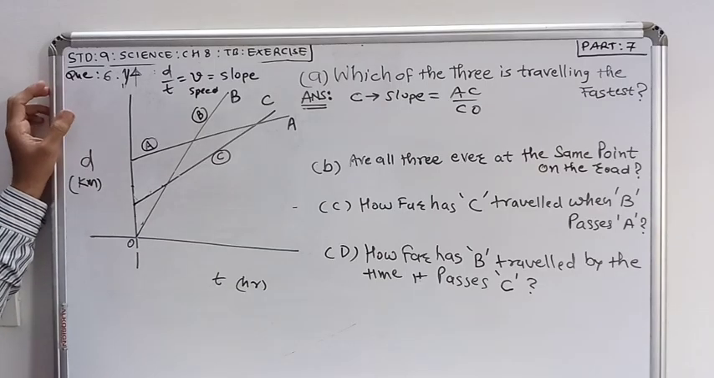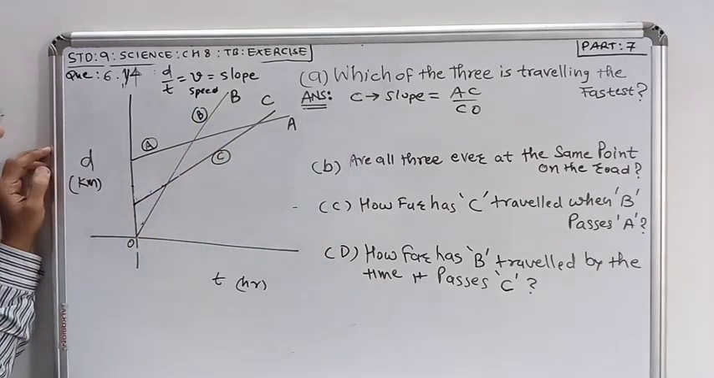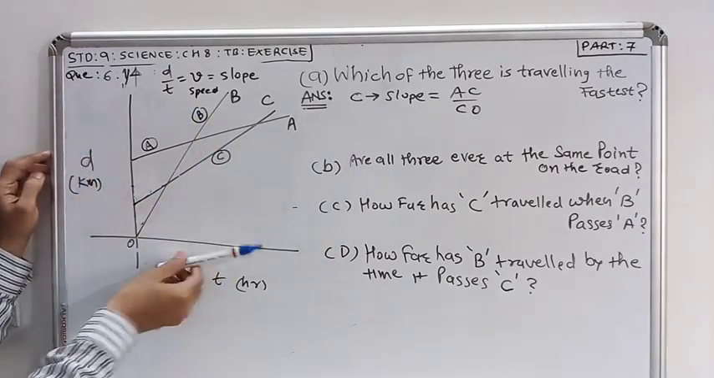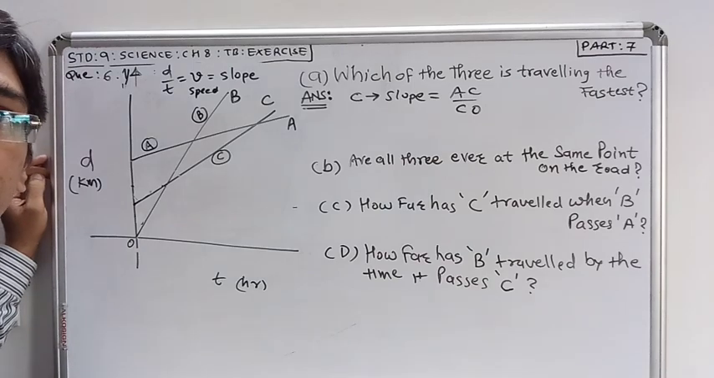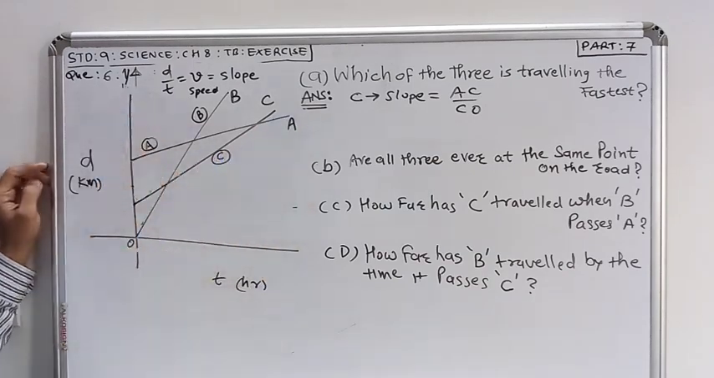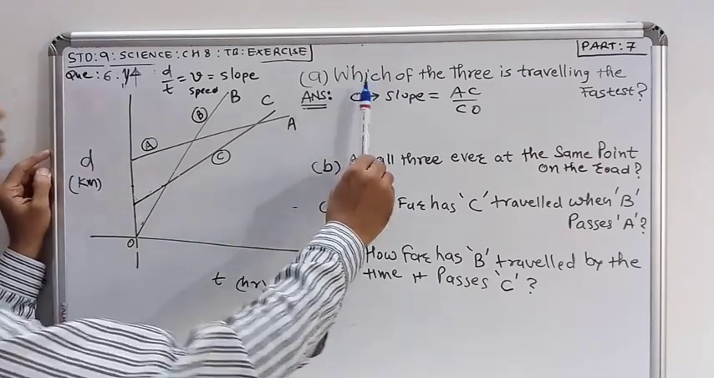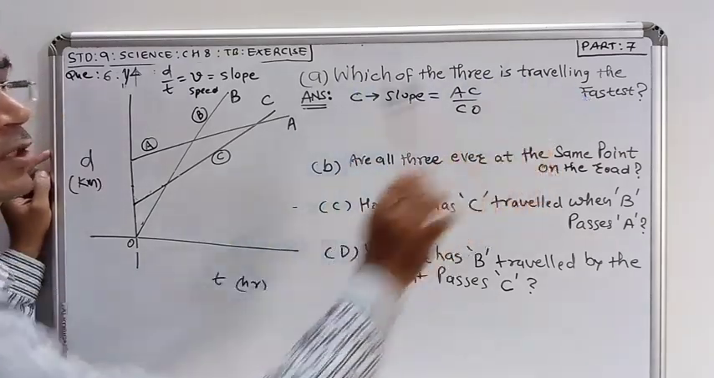In question 6, what is given? Three objects are moving on the given path and its distance versus time graph is given. So this is the graph. It is already given in the textbook. See the graph in the textbook. First question, which of the three is traveling the fastest?